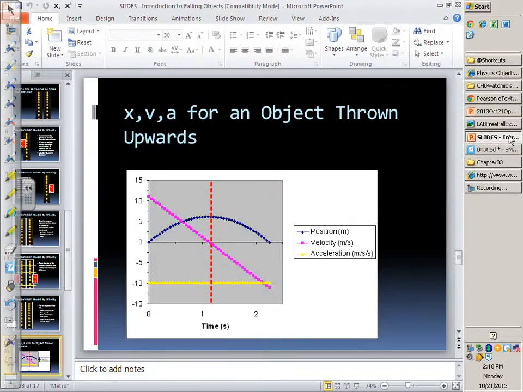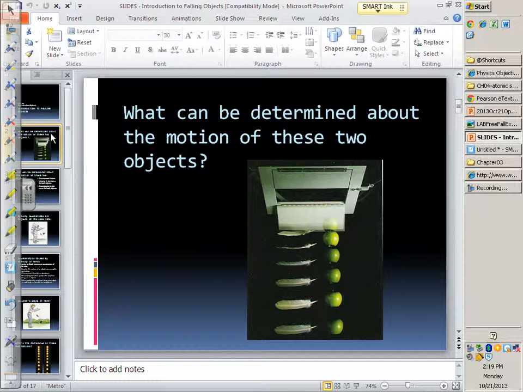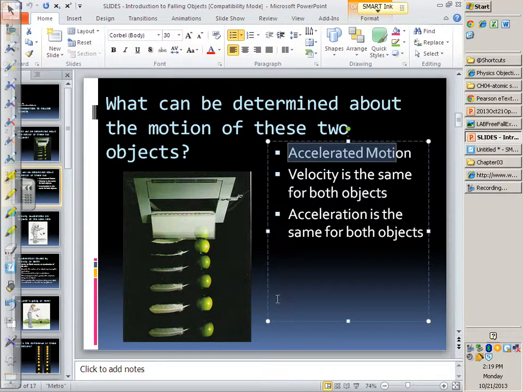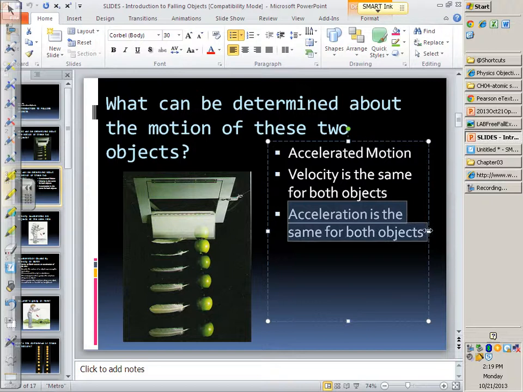So, on Thursday of last week, we did our introduction to falling objects and the acceleration caused by gravity. And that started off with this picture. And I asked you to take a look at this picture, and then based on the individual pictures themselves, and then the two pictures in comparison to one another, what can you tell me about this motion? And we talked about that because those objects keep getting farther and farther apart in each picture, that would be accelerated motion. And because they stay with each other as they go along, we can say that the acceleration for both of those objects is the same.